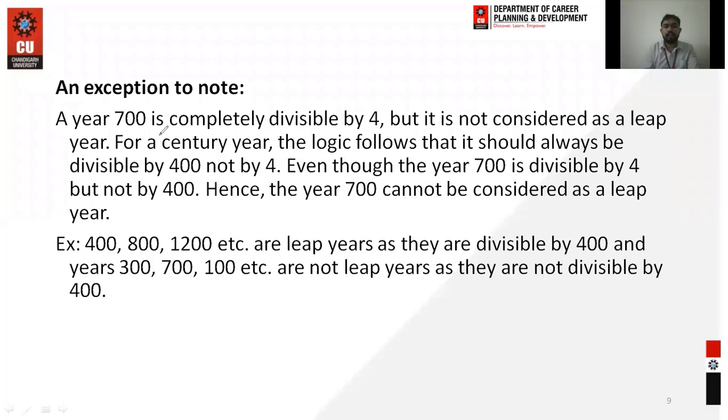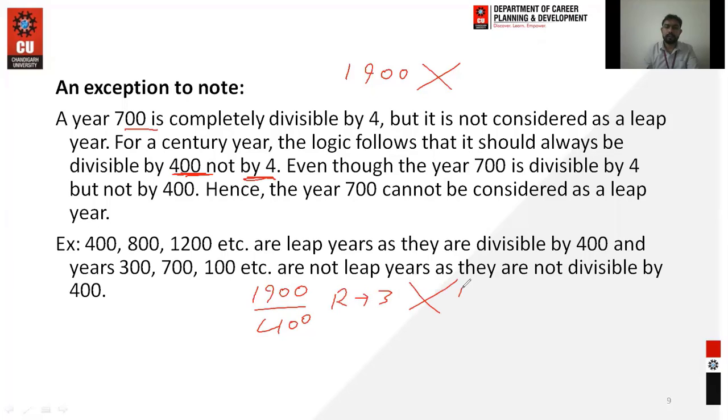Now, there is an exception in the previous question, so that 1900 was not treated as a leap year. This is because in case of centuries like 700 or 1900, we do not divide it by 4, we divide it by 400. In case of centuries, we divide it by 400 to evaluate. So when I divide 1900 by 400, I get a remainder of 3, which means it will not be a leap year.